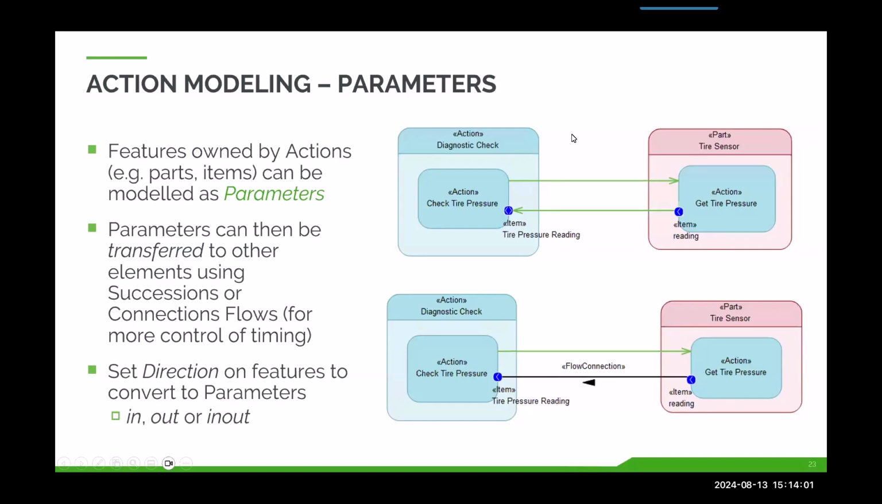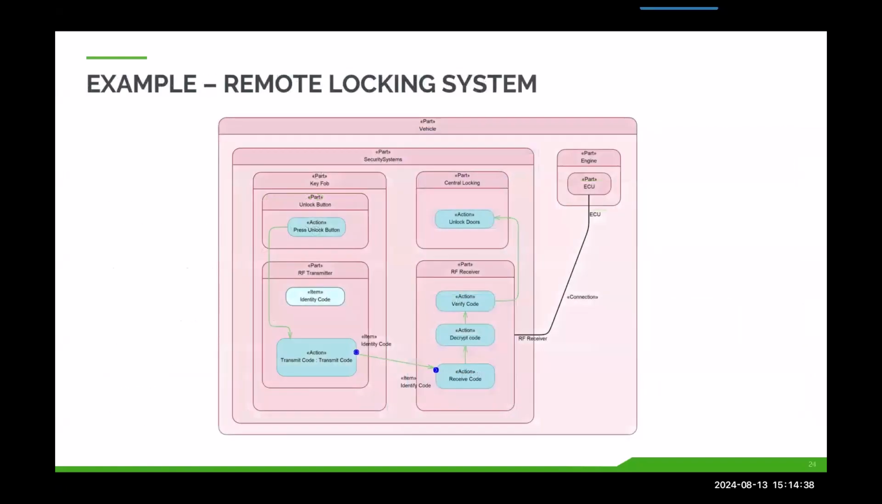In this example, we have a diagnostic check action with a sub-action to check the tire pressure. This will interact with part of our logical model, a tire sensor that has an action itself to get the tire pressure. So the sequence starts from checking the tire pressure. It then flows to get tire pressure, which will perform an operation, get a reading, and then transfer that reading value using this succession back to the action on the left. That's just a simple example of how you can transfer and flow items between each other.